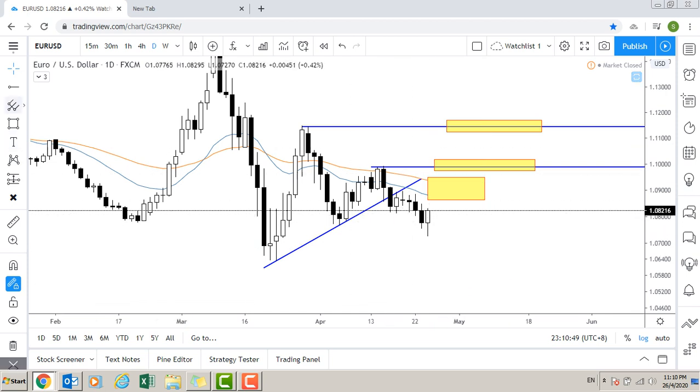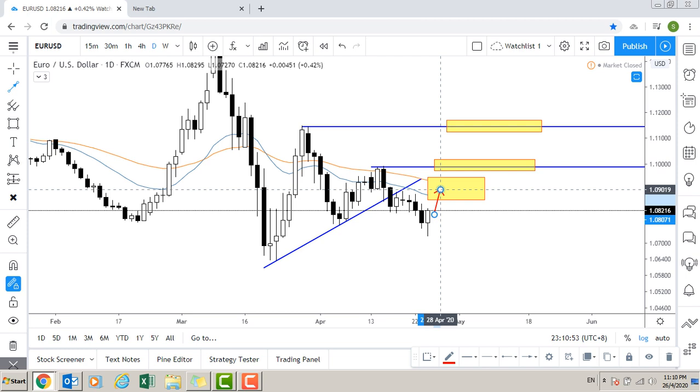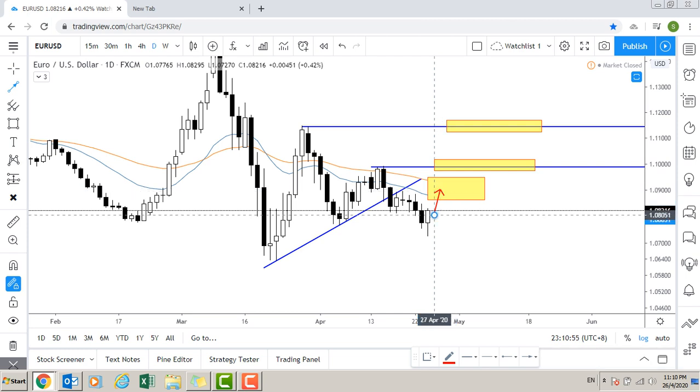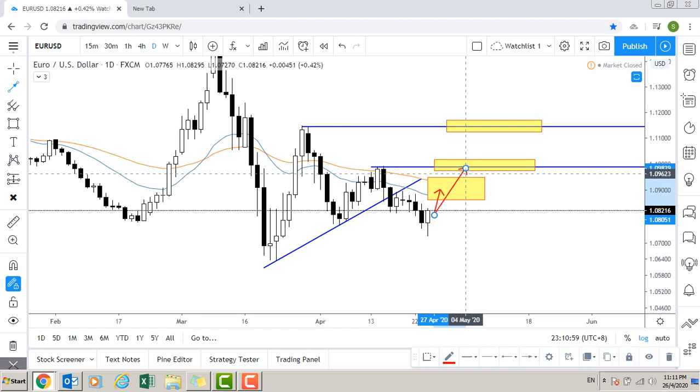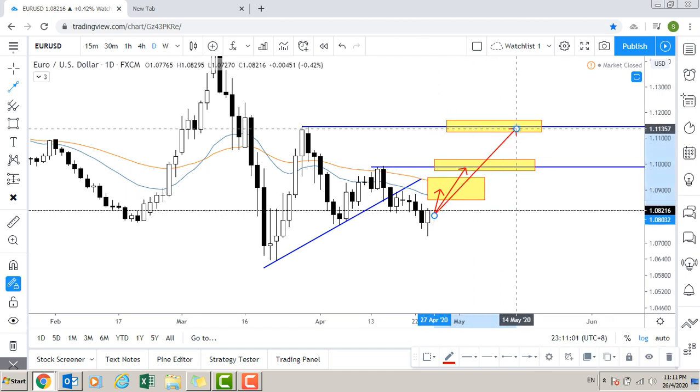If price approaches this area, then we can look for a sell signal. Or if the price pulls back strongly to this level, we can also look for a sell signal at this level. So these are the three levels that I'm looking at for the next coming weeks.